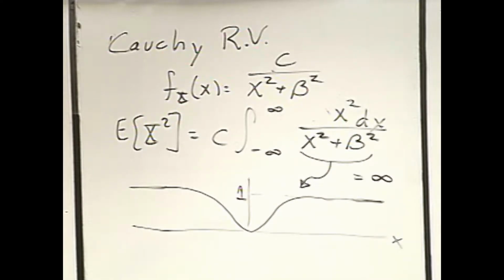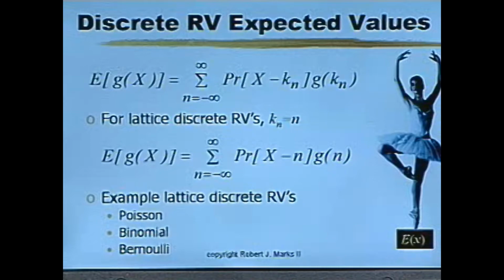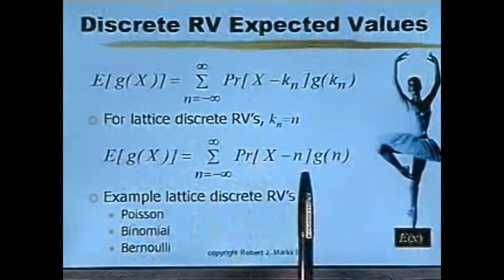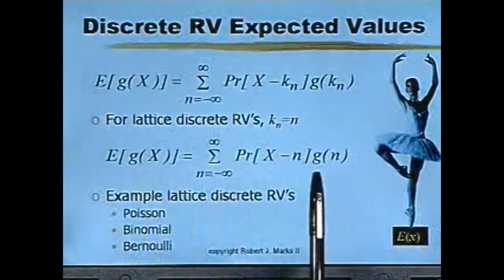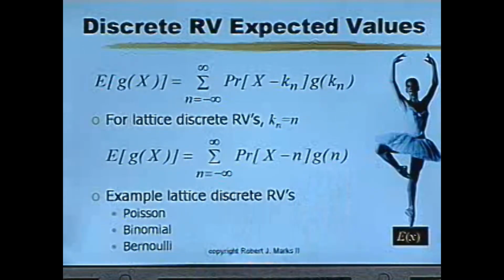We also have lattice random variables. These are the discrete random variables. In such cases, the expected value definition simplifies, and the expected value of g of X is equal to the summation of the probability mass function times the nonlinearity that we're talking about, g of n. Example lattice discrete random variables, again, are the Poisson, the binomial, and the Bernoulli random variable.